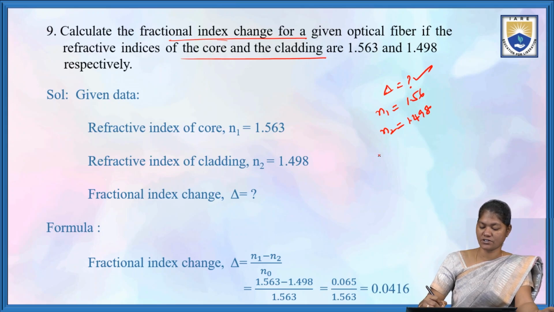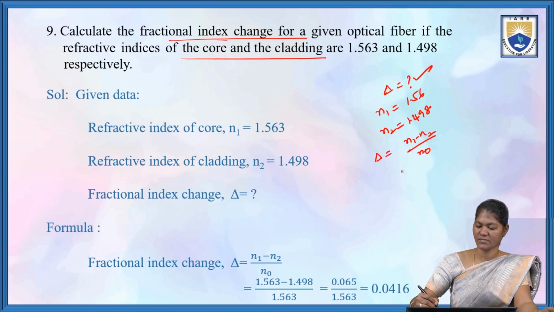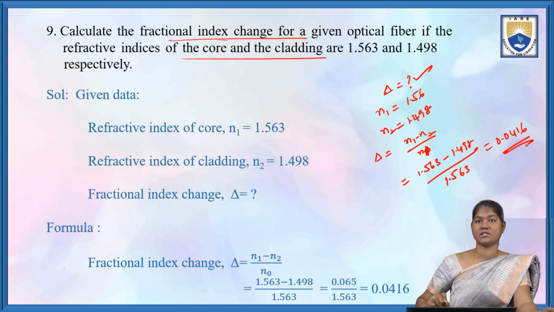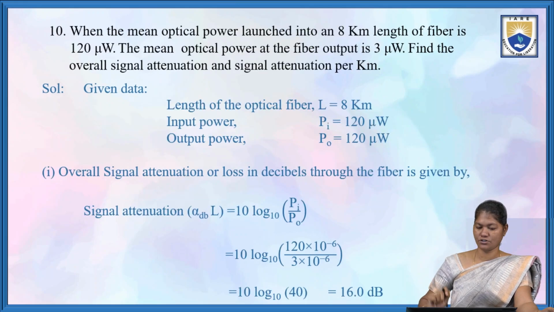So the fractional index change delta is equal to N1 minus N2 by N1. So it is 1.563 minus 1.498 divided by 1.563. So it is equal to 0.0416. This is the fractional index change.